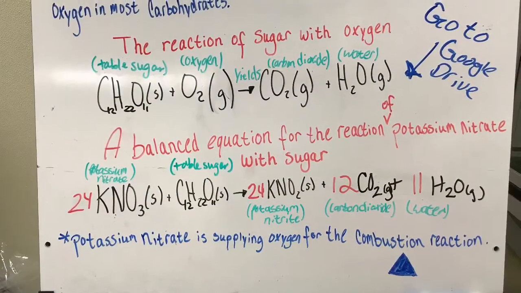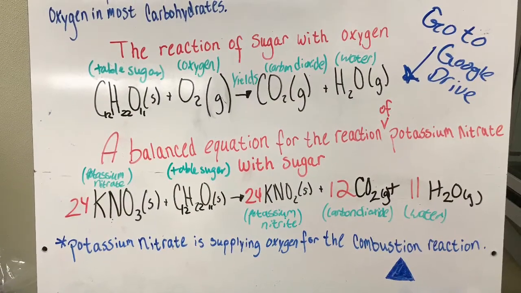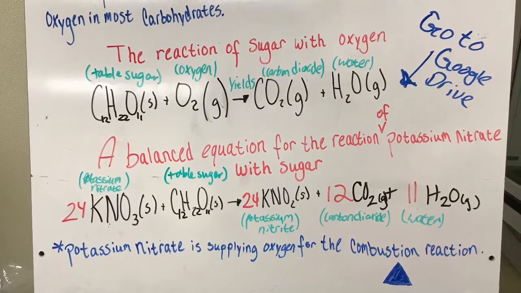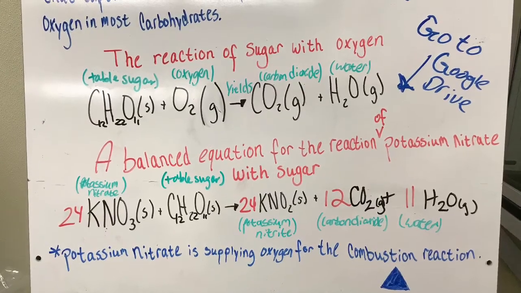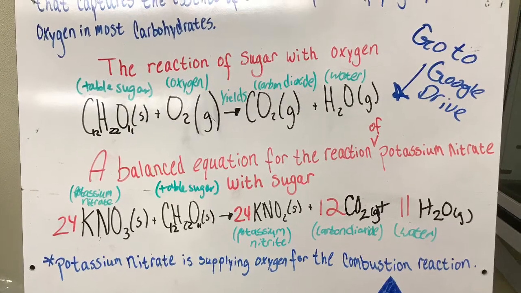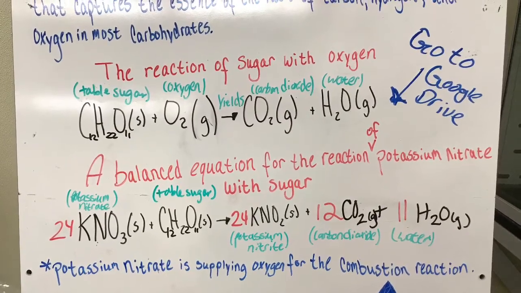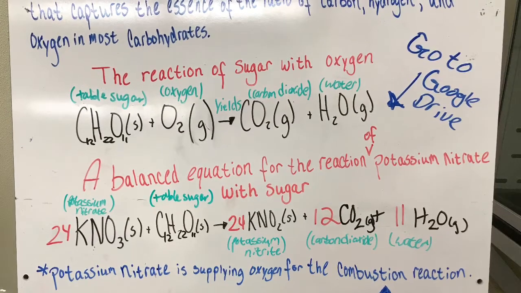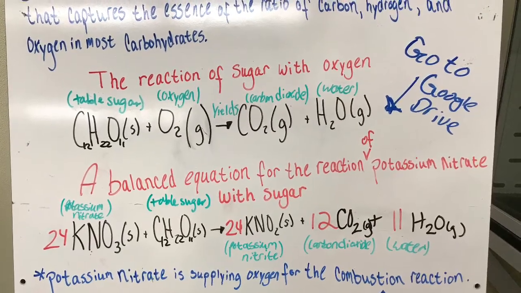The reaction of the sugar with the oxygen: table sugar plus oxygen yields carbon dioxide plus water. A balanced equation for the reaction of the potassium nitrate with sugar: potassium nitrate plus table sugar yields potassium nitrite plus carbon dioxide plus water.